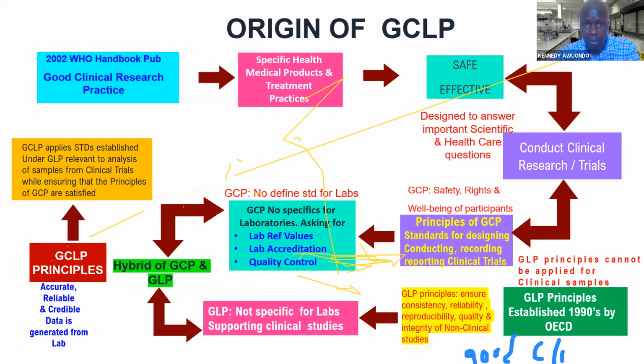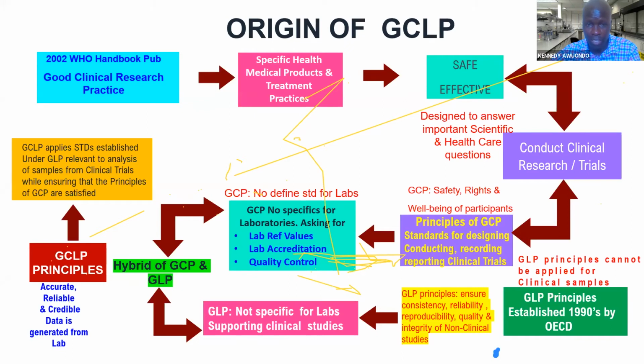We have the GCP, but it's not for laboratory. And then we have Good Laboratory Practice. GLP was established in the 1990s by the Organization for Economic Cooperation and Development. The principle states that they ensure consistency, reliability, reproducibility, quality, and integrity of non-clinical studies. The key word here is non-clinical studies, so they do not apply to clinical studies.